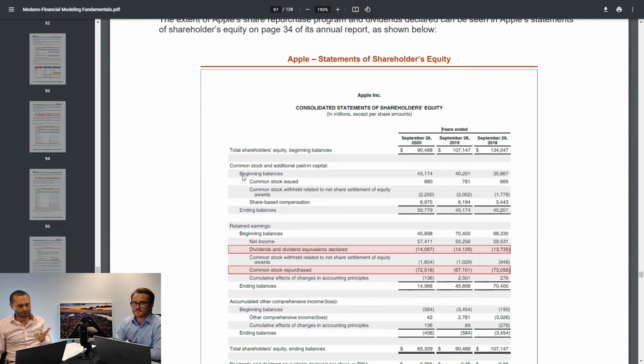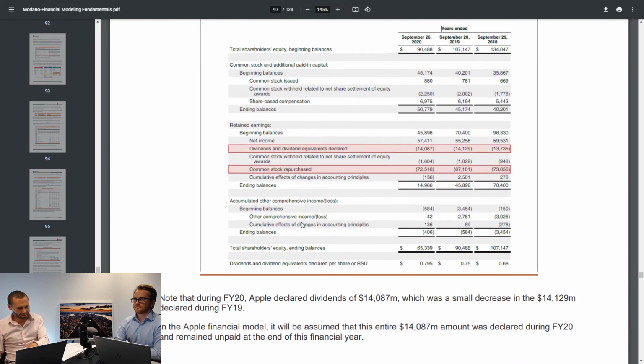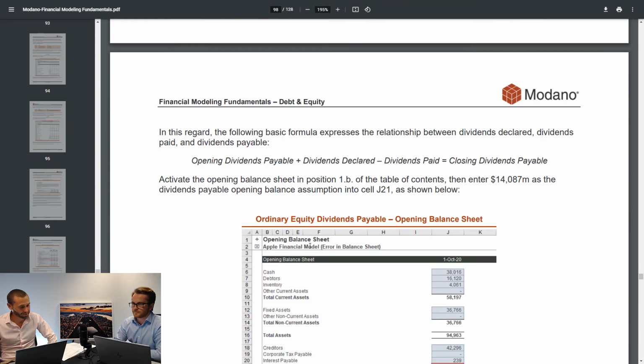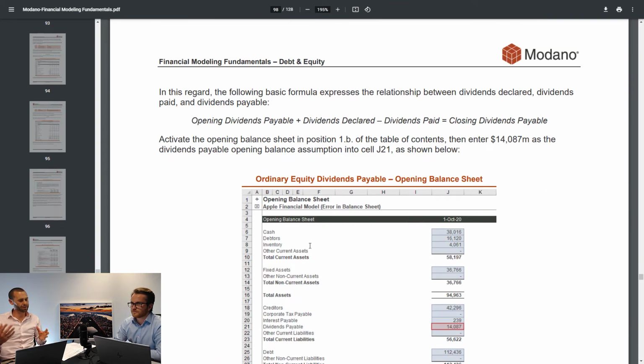Okay, so you look at their statement here. As I was saying, they've got 14 dividends there. What we're going to do is just change this. So we're going to say, okay, dividends declared. We're going to make the presumption that Apple declares dividends at the end of each year before its annual report, and then it pays them at the start of the next period, right? Which they may well do. So here Apple declared dividends in 2020 of 14 billion, which was a small decrease in the 14 billion 129 from FY19. So we're going to assume that 14,087 million was declared during FY20, but wasn't paid at the end of the year.